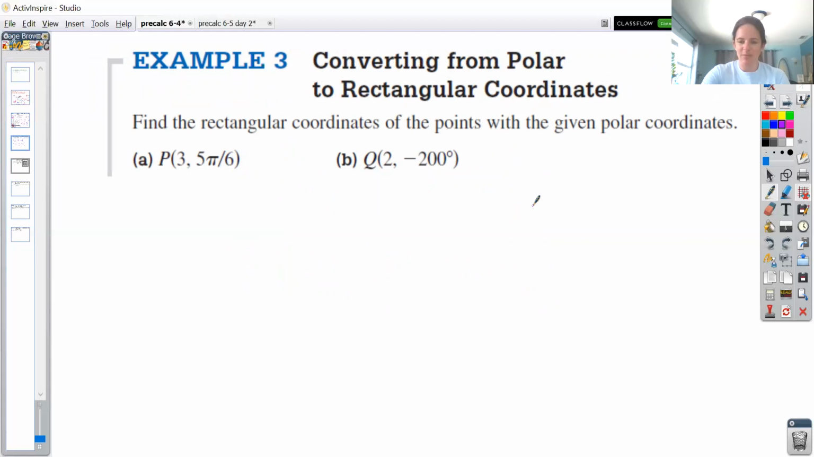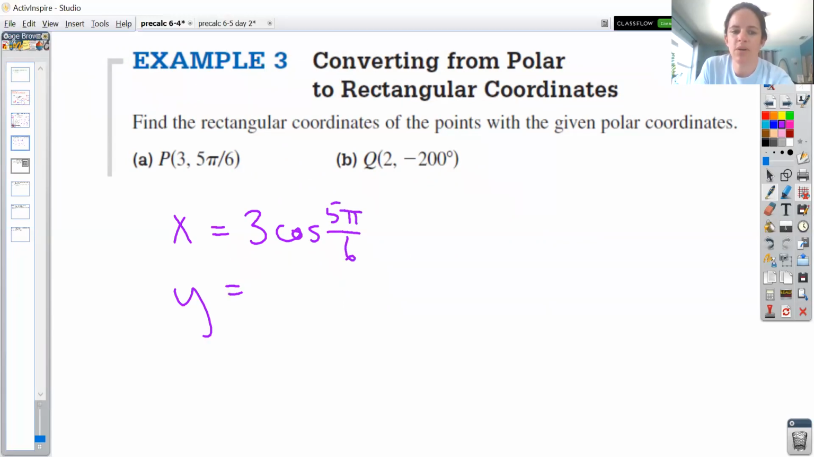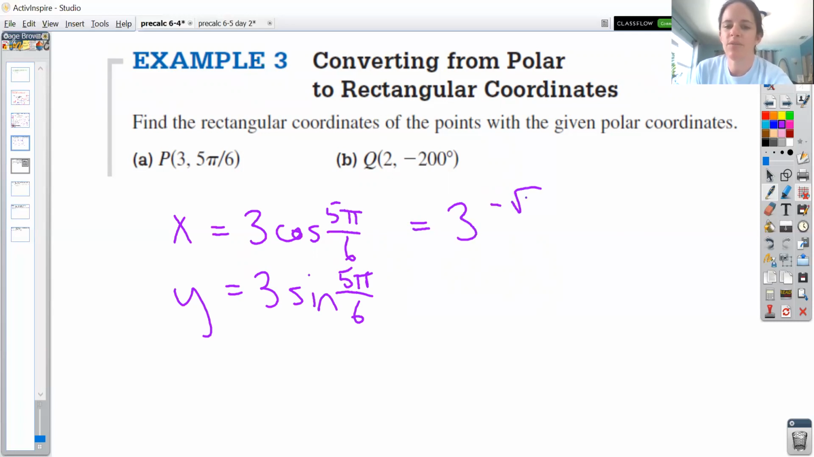Next, converting between the coordinates. This is where we're going to use those 4 equations that we just talked about at the beginning of the lesson. So in this case, we have the polar coordinates and we're looking for the rectangular coordinates. So I know that x equals r cosine theta. So that would be 3 times the cosine of 5 pi over 6. And y would equal r times the sine of theta, which is 3 times the sine of 5 pi over 6. And I could type those in my calculator, but I don't need to because 5 pi over 6 is on the unit circle. So the cosine of 5 pi over 6 is negative root 3 over 2. And the sine of 5 pi over 6 is 1/2.